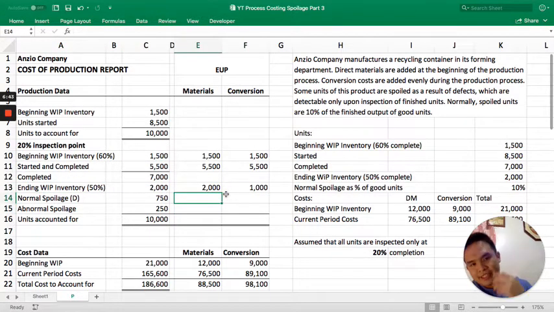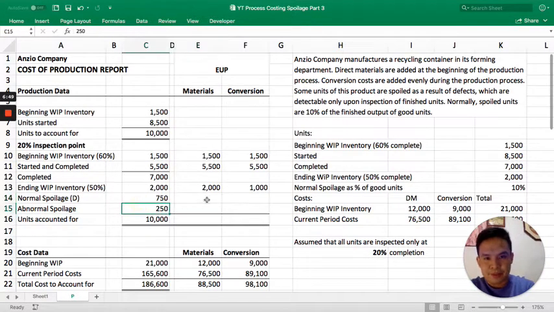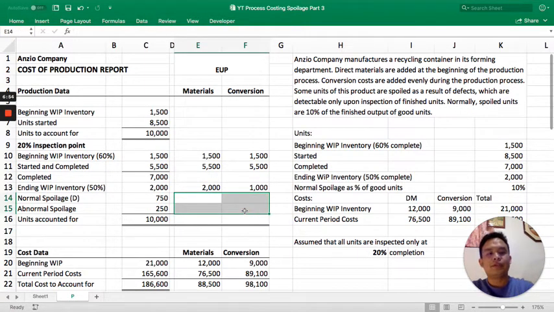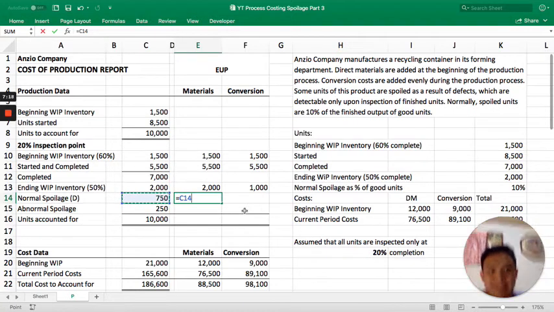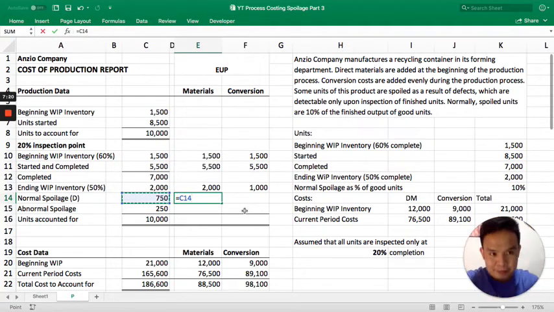Now, here's another thing. The second effect, other than just the number ng normal spoilage, it will also affect EUP. Because if you inspect early, then the effort is not 100%. Parang, if you inspect at 20%, 20% pa lang ang binuhos mong effort, saka pang nalaman, uy, sira na, buti nalaman ko early pa lang.